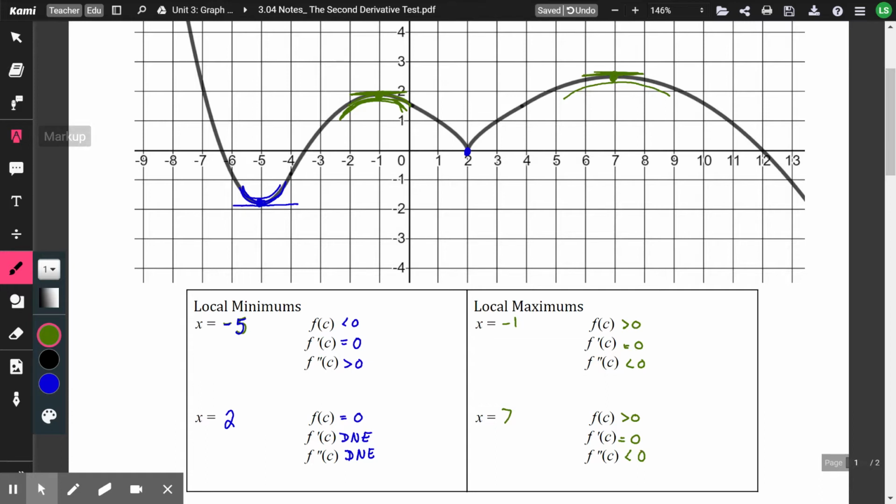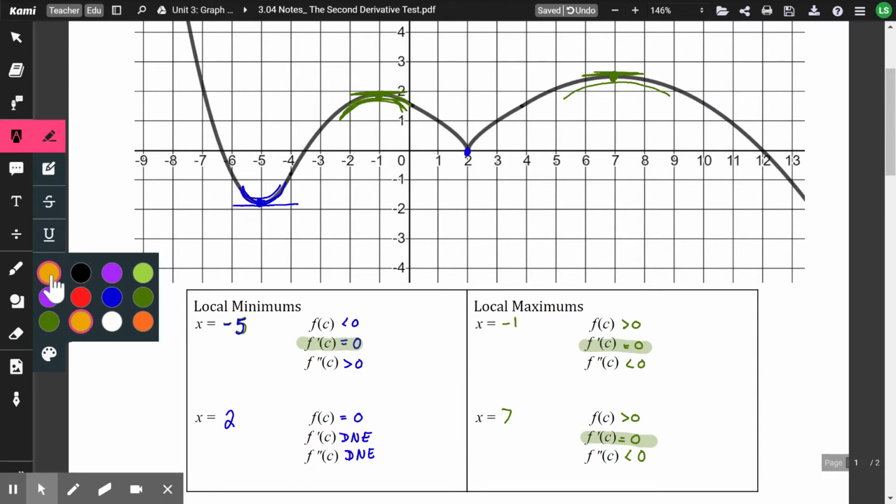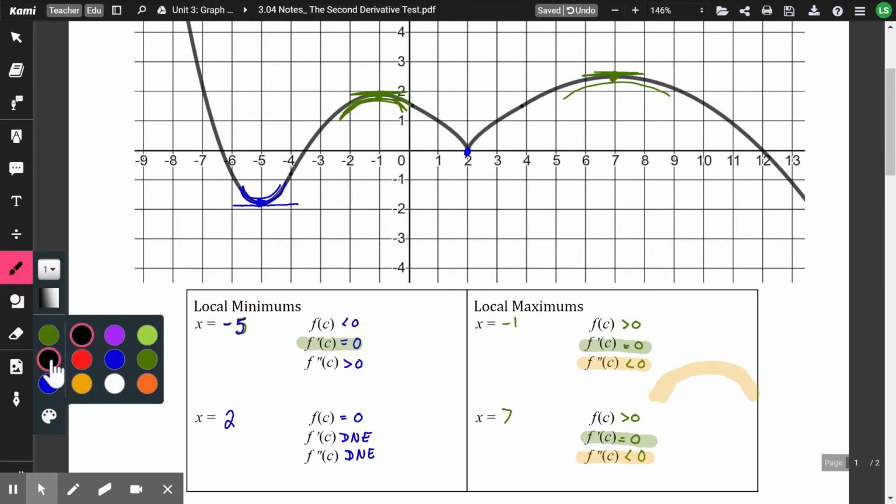So if we take a look at the second derivative specifically as it relates to local mins and maxes, as long as we have a first derivative that is 0, we can take a look at the second derivative to determine if it's a min or a max. A local max is going to have a second derivative that is negative. And that's because we're working with a concave down portion of the graph. So for the concave down portion, where we have a horizontal tangent line, we're going to be dealing with a maximum.